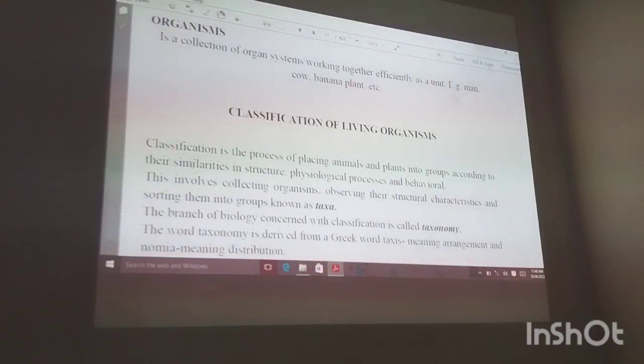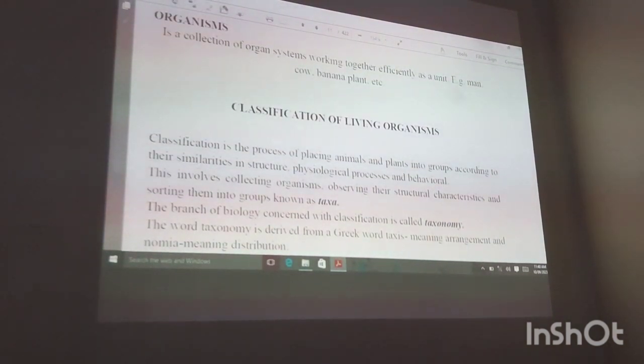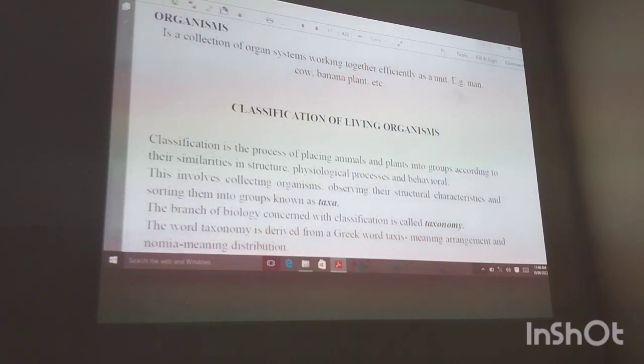So we are looking at classification of living organisms. But maybe before we continue with the classification, let's define what an organism is. An organism is a collection of organ systems working together efficiently as a unit. This means that all the organs in the body work together to form an organism.